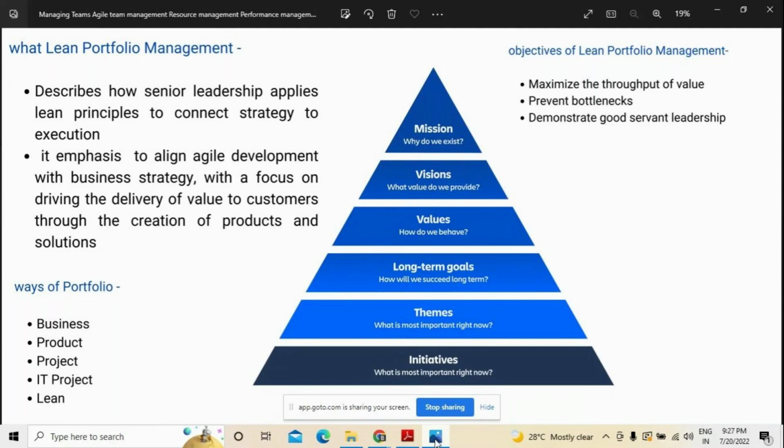What is it that we are following? Otherwise, the portfolio management concept remains the same and constant at each and every level.